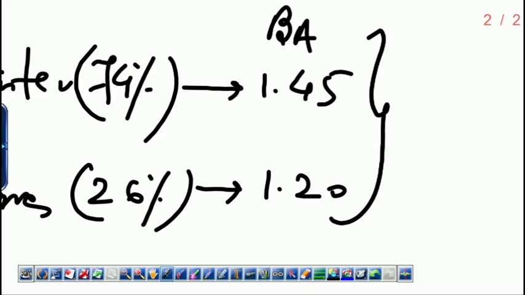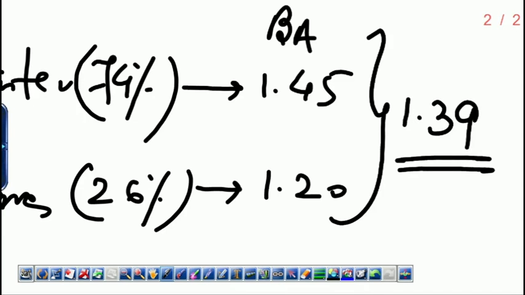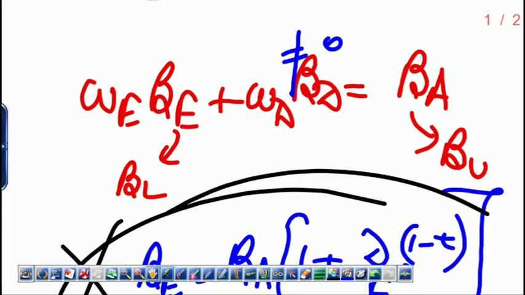Today I have no student sitting beside me. 0.74 into 1.45 plus 0.26 into 1.2. That's 1.39. So I'm getting 1.39 as the asset beta. Okay, asset beta. May I take you to the balance sheet again?